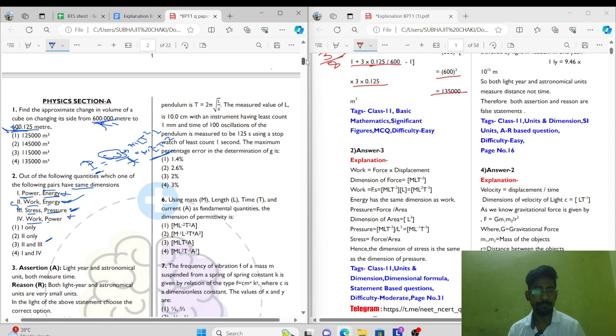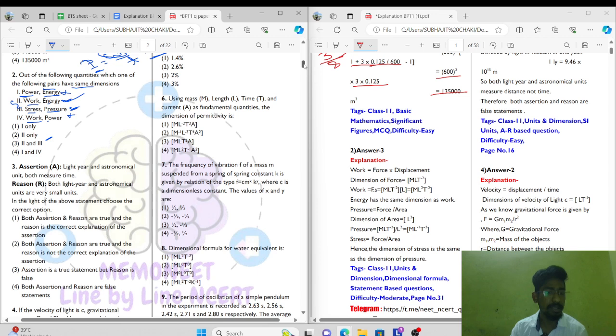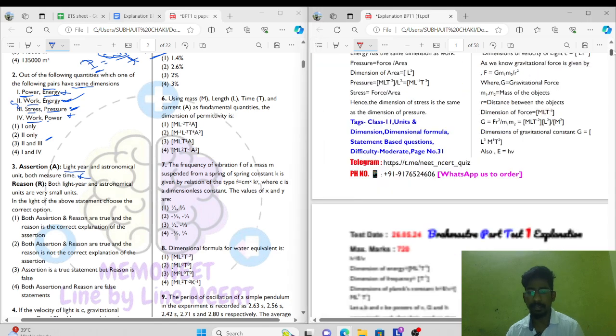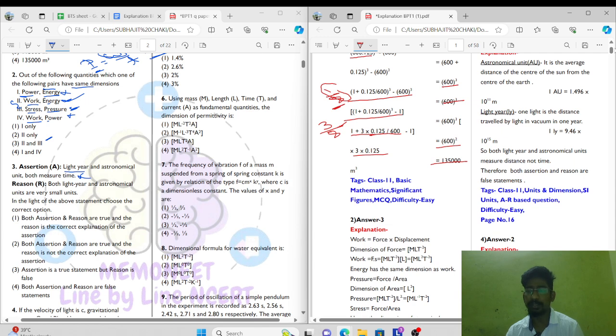Now the third one is an assertion-reason based question. The assertion says light year and astronomical unit both measure time. This is not correct. What is a light year? A light year is a very big unit for calculating distance. The distance covered by a light ray traveling in a vacuum in 1 year is known as one light year.